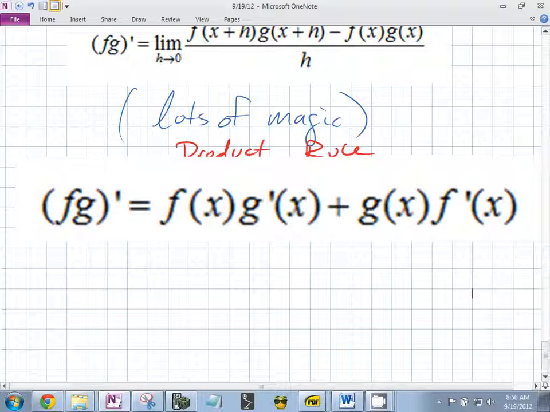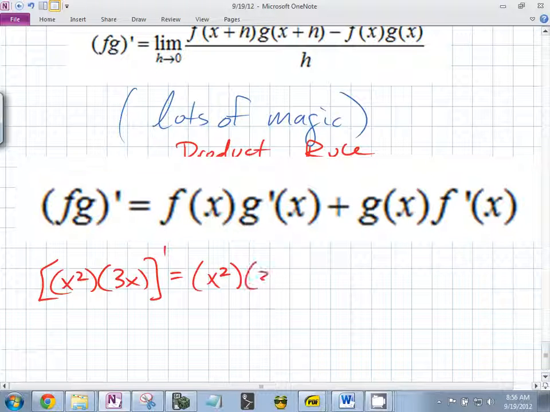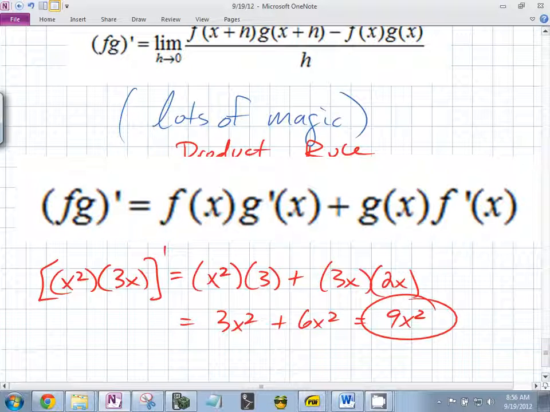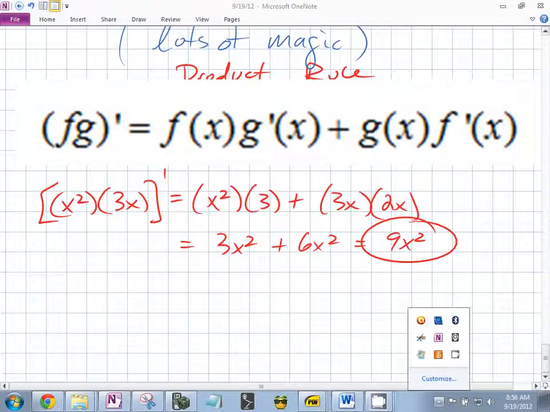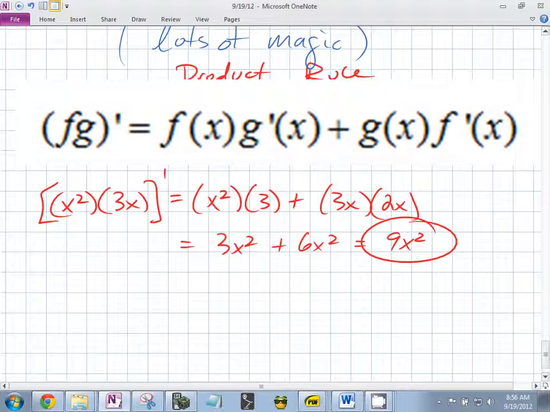So let's look at this again. Let's say we had x squared times 3x. What's the first function? X squared times 3 plus 3x times 2x. This is 3x squared and 6x squared, which is that the proper answer? That is the proper answer. Yay! Very cool. Now that right there, it doesn't seem necessary on that one because can you simplify the original product really easily? Yeah, the original product can be simplified really easily.